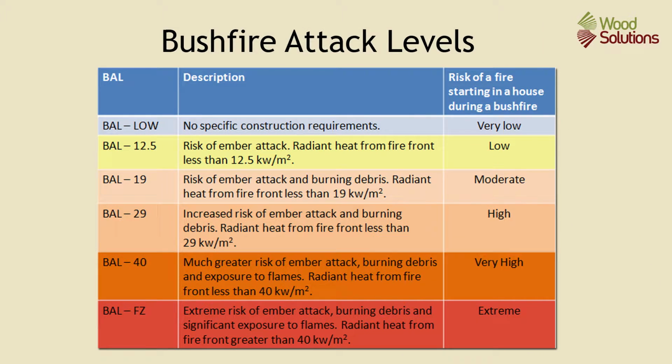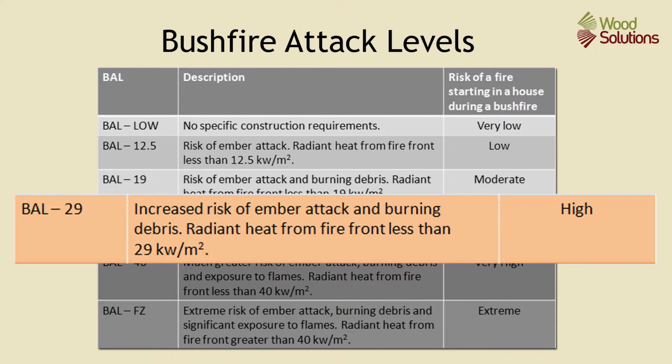This table shows the BAL levels listed in the standard and the exposure each one represents. For example, a house on a site with a BAL rating of 29 is at high risk of catching fire from embers, burning debris and significant radiant heat in a bushfire.